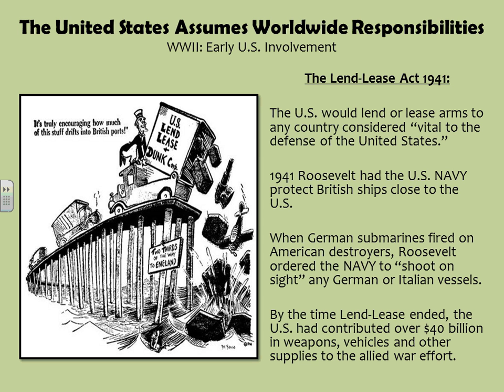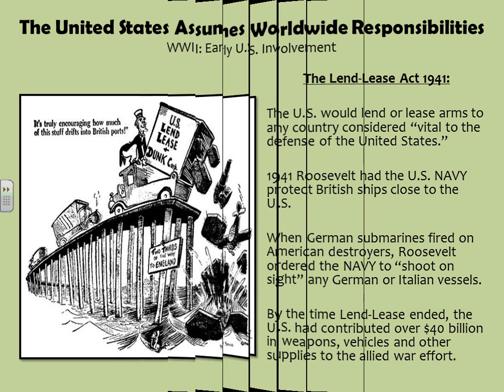In 1941, Roosevelt had the U.S. Navy begin protecting British ships close to the U.S. that may be carrying some of those Lend-Lease items. However, Germany didn't like that. So when German submarines fired on American destroyers, Roosevelt ordered the Navy to shoot on sight any German or Italian vessels in U.S. waters. And by the time Lend-Lease ended, the U.S. had contributed over $40 billion in weapons, vehicles, and other supplies to the Allied war effort. Again, we're not technically involved, but it definitely seems like we have some favorites during the war.